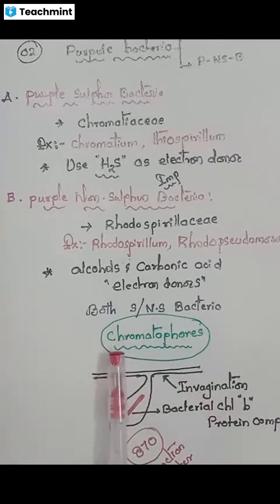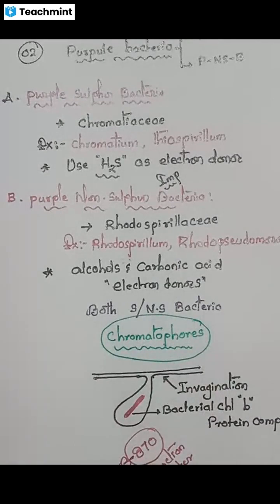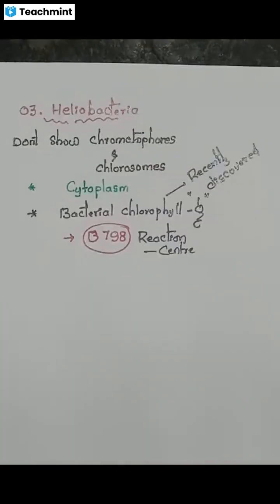In purple bacteria, the reaction center is B870. In heliobacteria, the reaction center is B798. So clear.